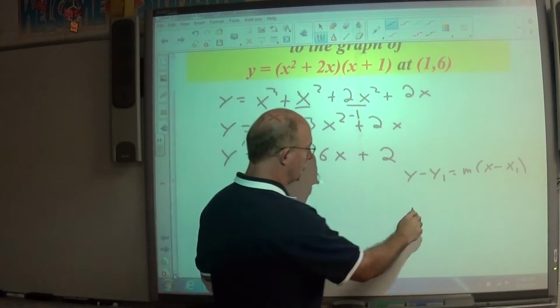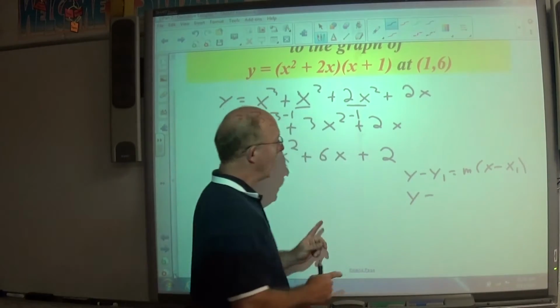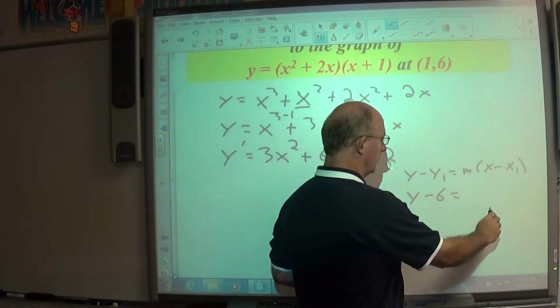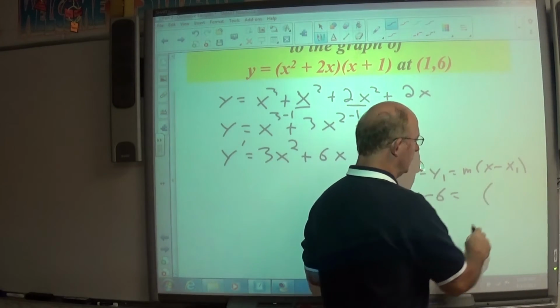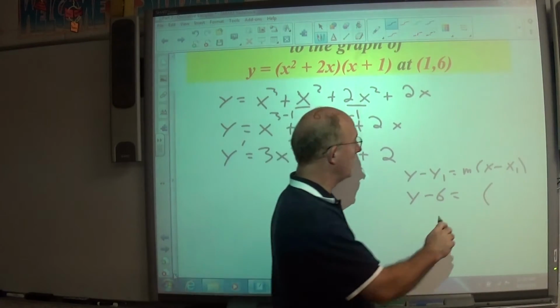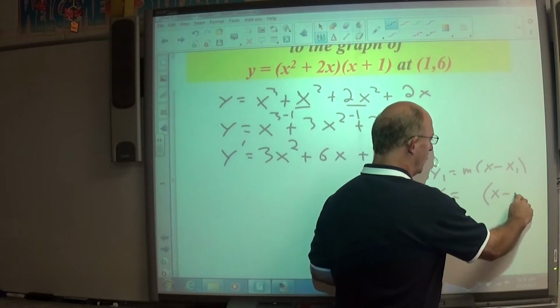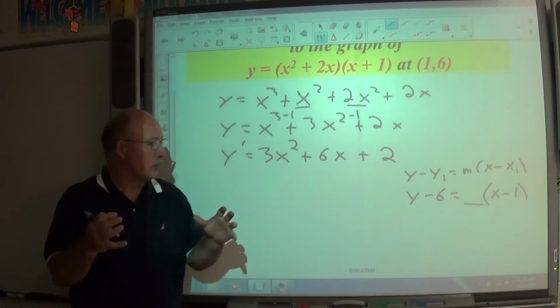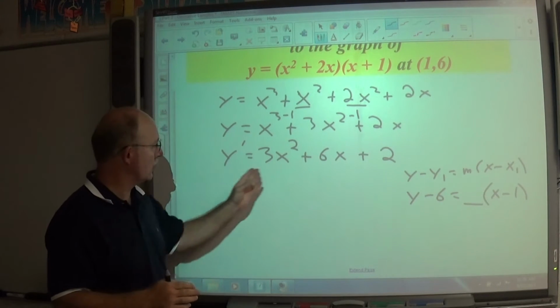So as you set this up, this will be y minus the y value, which is 6, equals whatever the slope is times x minus x1. Now x1 is 1, so it'll be x minus 1. Now, what's missing here is our slope. Now, we're going to use our derivative to get the slope. So we've got the derivative already.